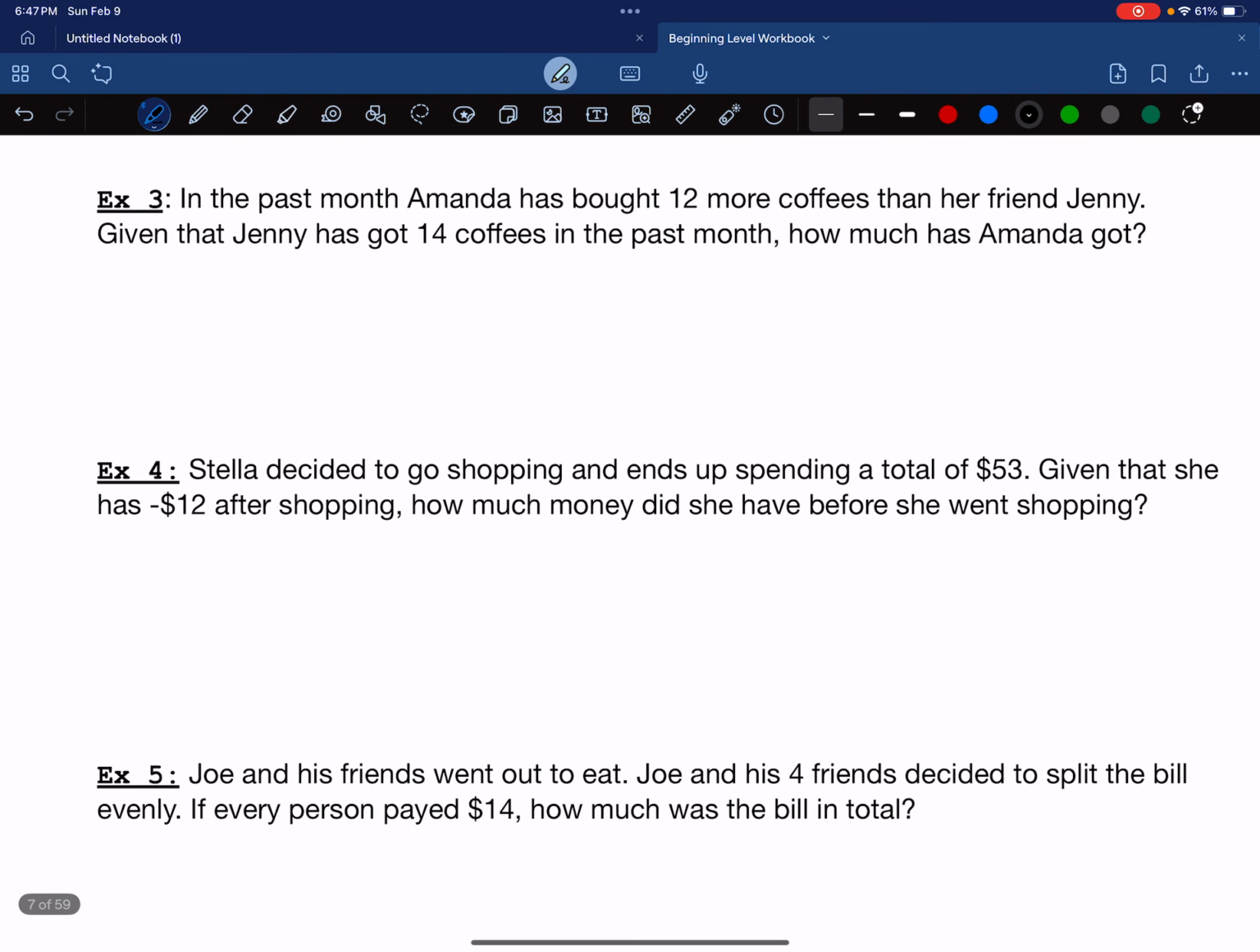Now moving on to example 3. I encourage you to pause the video and give this one a try on your own. Assuming you have given it a go, let's first start off by boxing the question.